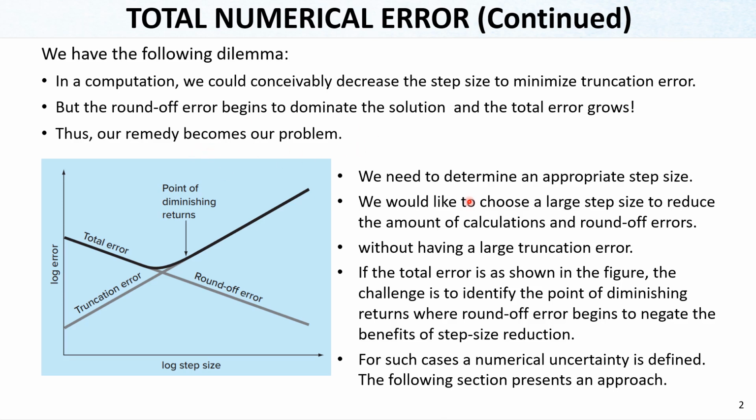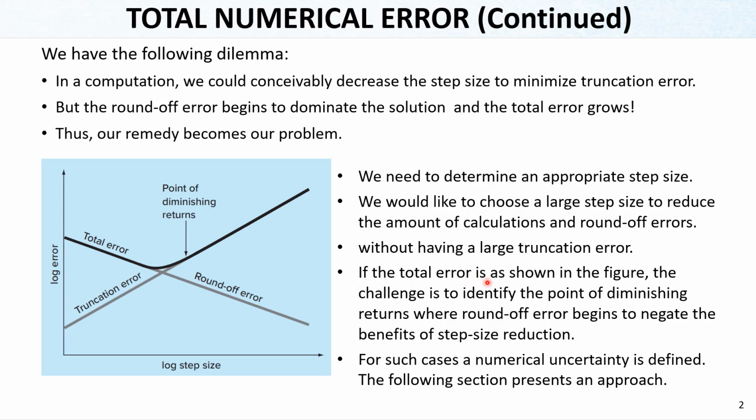That's why we will have an optimal step size or an appropriate step size that we need to determine. We want to choose a large step size to reduce the amount of calculations and round-off error without having a large truncation error. So we also want to reduce the truncation error as well. So there's a big trade-off over here.